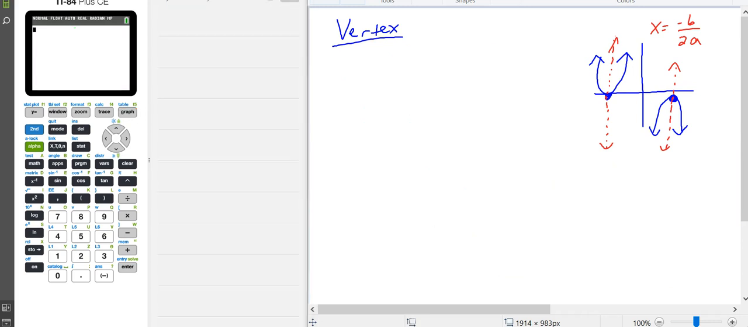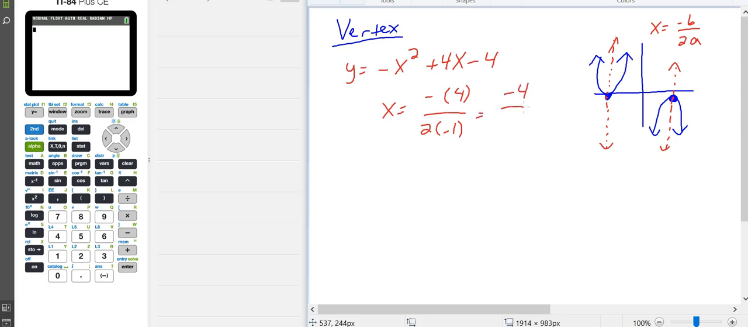Let's find the vertex of y is equal to negative x squared plus 4x minus 4. To find the x-coordinate of the vertex, we're going to use x is equal to negative b over 2a. So x is equal to negative b, in this case 4, over 2 times a, in this case negative 1. So x is equal to negative 4 over 2 times negative 1, which is negative 4 over negative 2, which is positive 2. So the x-coordinate of the vertex is positive 2.